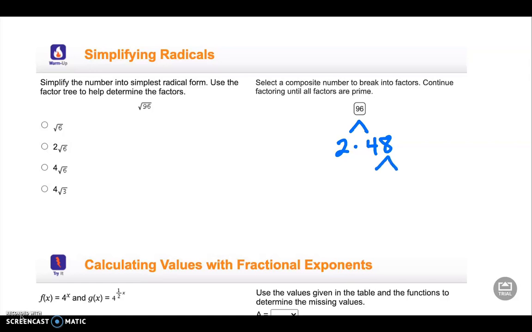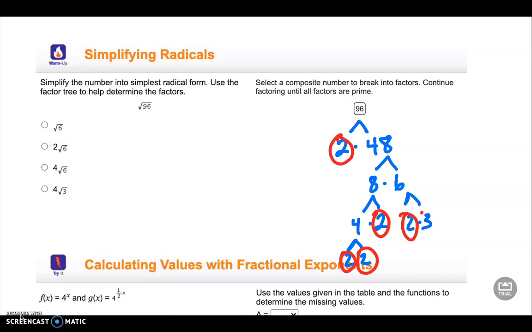And then I look and I say, well, that is 8 times 6, 4 times 2, 2 times 2, and 2 times 3. So now I've got to be careful to make sure I get all these factors. So I've got a 2, 2, 2, 2, 2, and a 3. If I write that all out, this is the same as the square root of 2 times 2 times 2 times 2 times 2 times 3, because I have 1, 2, 3, 4, 5 2's and 1 3.